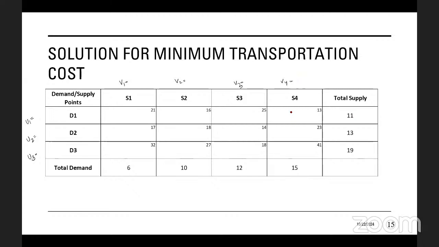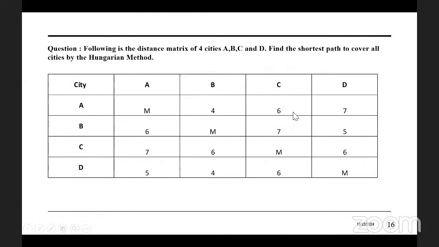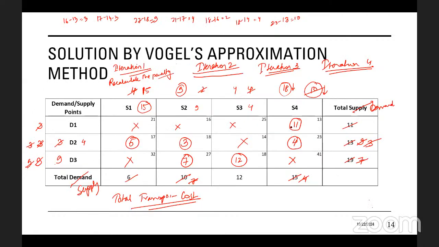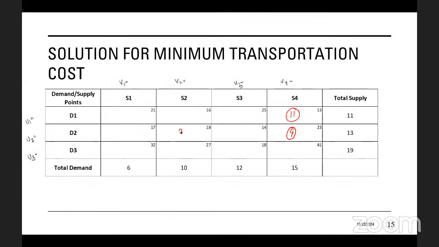So the final initial basic solution is 11 over here. Then I guess it's 4 over here. Then we have 3 over here and 6 over here. Then we have 7 over here and 12 over here. And all the other cells are blank.